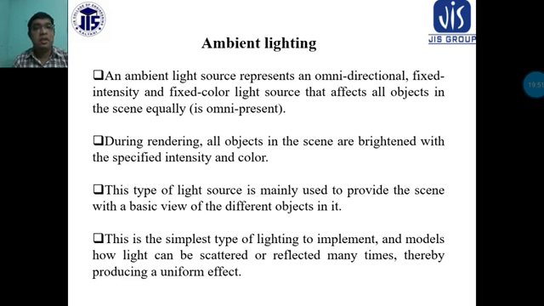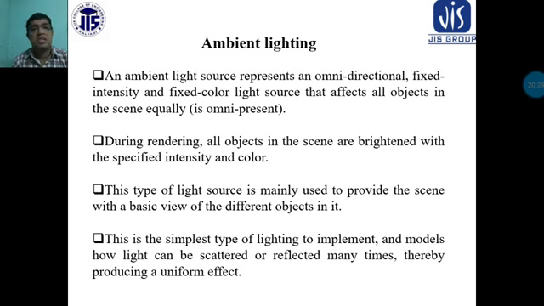During rendering, all objects in the scene are brightened with a specific intensity and color. This type of light source is mainly used to provide the scene with the basic view of the different objects in the scene. It is the simplest type of lighting to implement and models how light can be scattered. The light is considered scattered or deflected many times.